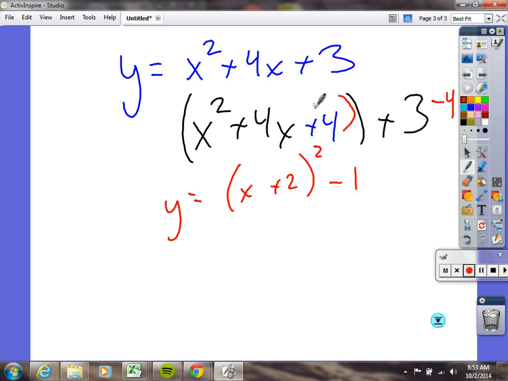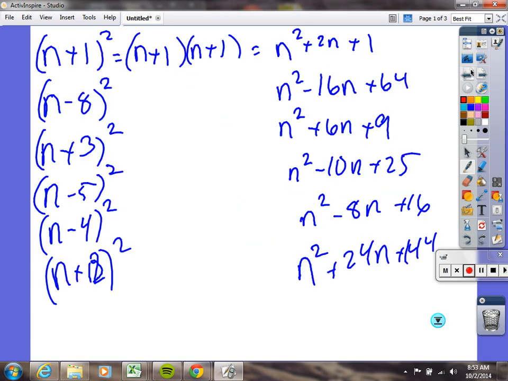This guy is a perfect square trinomial. It had this pattern. Correct? And if it has this pattern, I can go back to the binomial square. That's where it went. If I truly factored that, like what we did last time, it would come out to be n plus 2, n plus 2. So hence, n plus 2 squared. Do you understand the pattern?